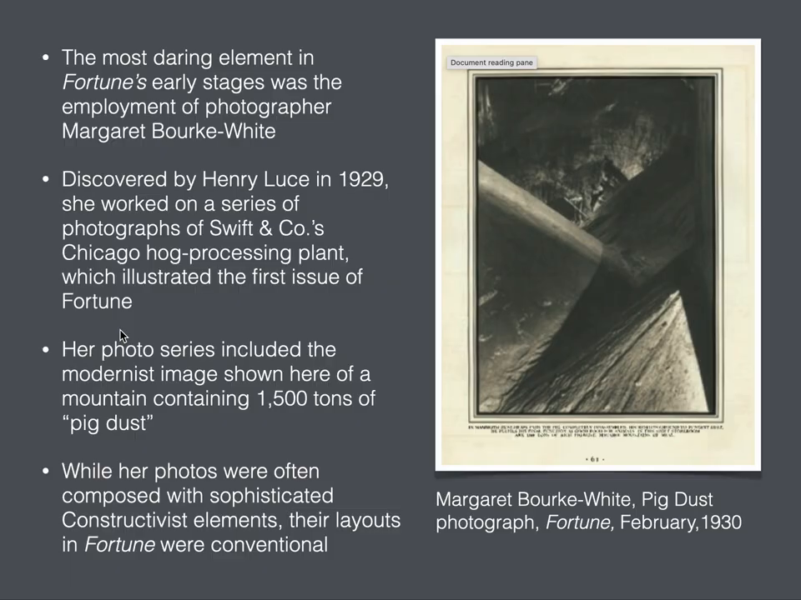She worked on a series of photographs of Swift and Company's Chicago hog processing plant, which was illustrated in the first issue of Fortune. So it's really hard to see here in this image, and you can look at your textbook as well. But her work showed a mountain containing 1,500 tons of what they called pig dust. And I know it's really kind of hard to see in these pictures. But while her photos were often composed with sophisticated constructivist elements, their layouts in the magazine were conventional. So you can still see the angles, the shadows.